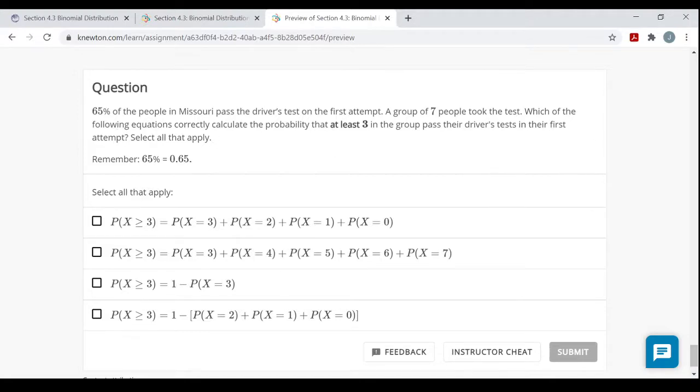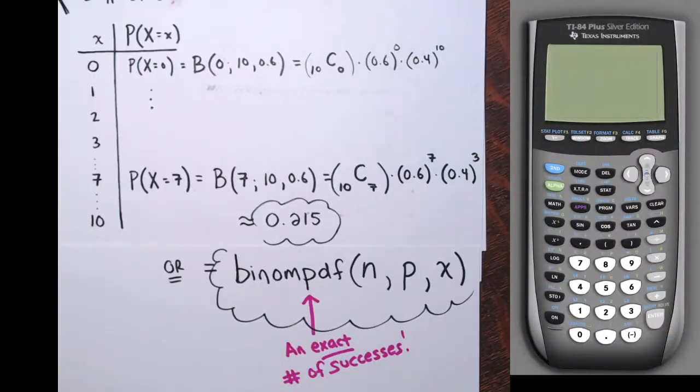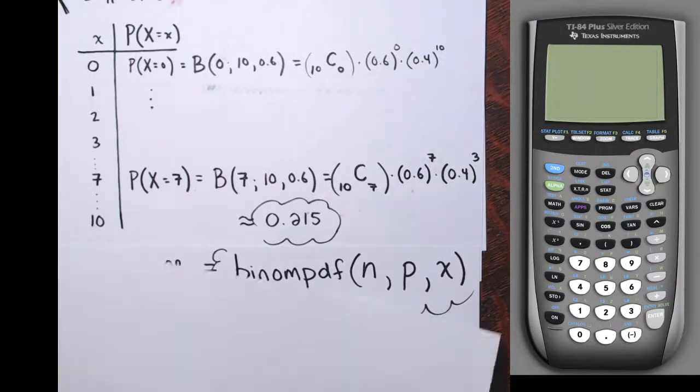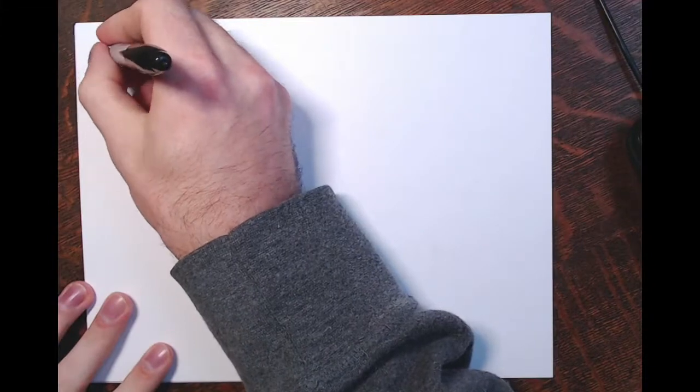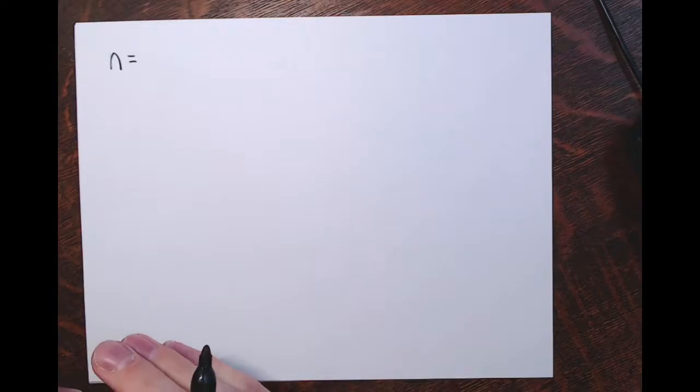So I am going to do this. All right, I'll bring up a piece of paper. We'll write down this scenario, all the pertinent information. Then I'll actually calculate it. All right. So here, the number of trials, right? The n is the number of people who took this test, right?